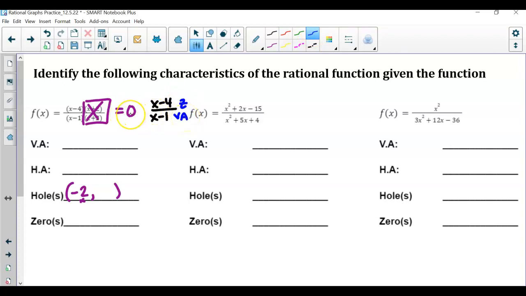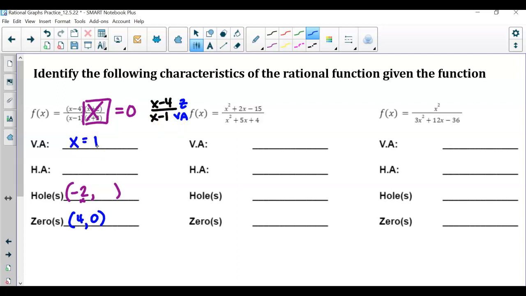Remember, everything's still equal to 0. That's why here the 0 is not -4, because x minus 4 is equal to 0. So it's +4, or (4, 0). Then the vertical asymptote, therefore, is x is equal to +1.